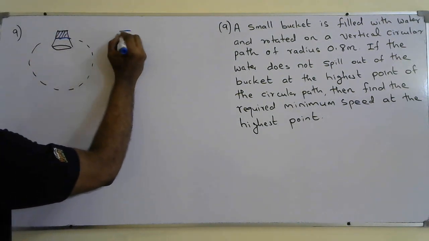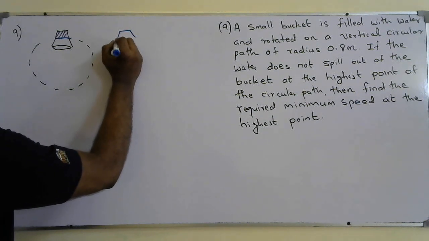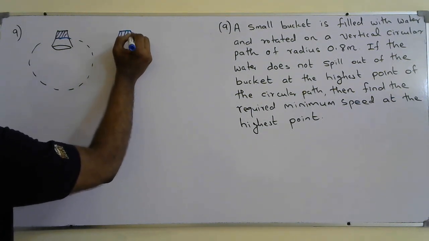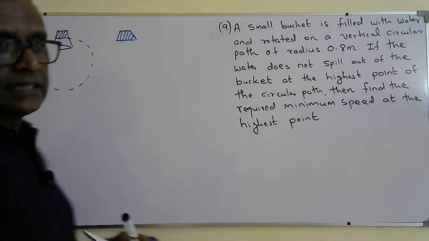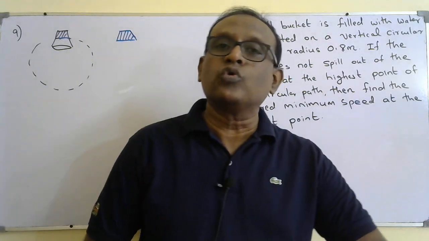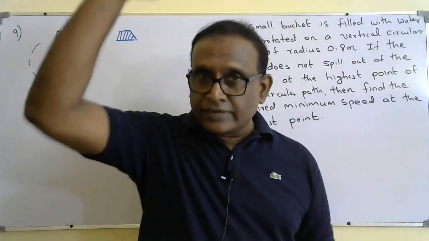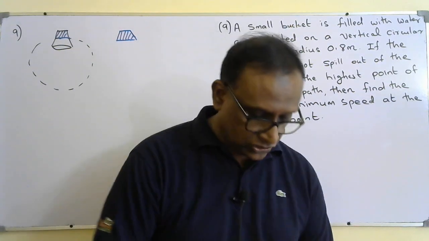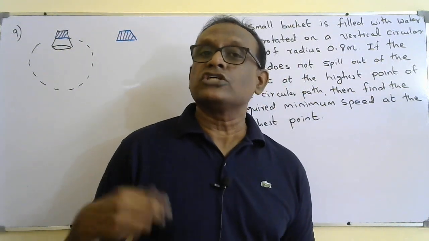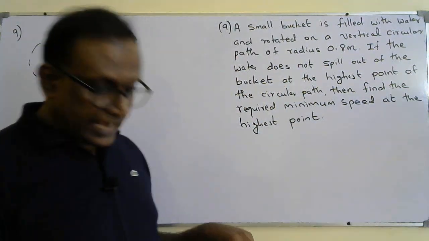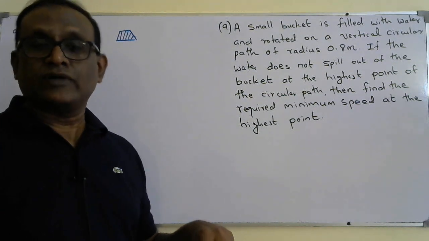When we think about the circular motion of the water, it's moving on a circular path. It should have a tendency of moving away from the center. Otherwise, the water will fall down or spill out of the bucket. So if it has a tendency of moving away from the center, what will happen?